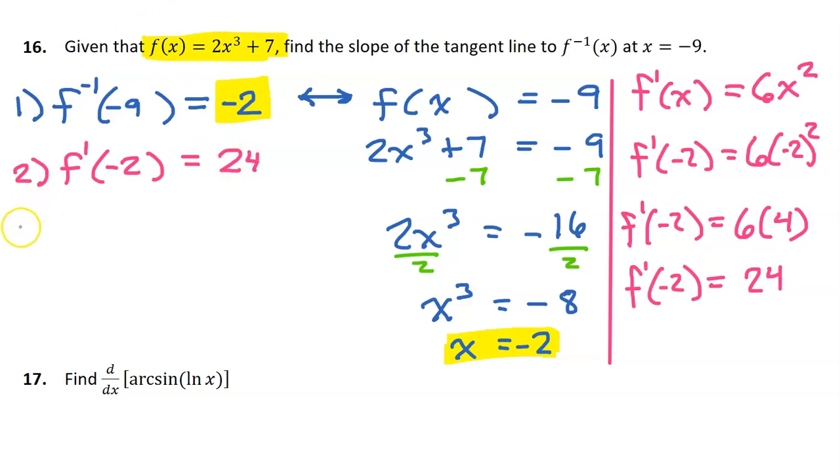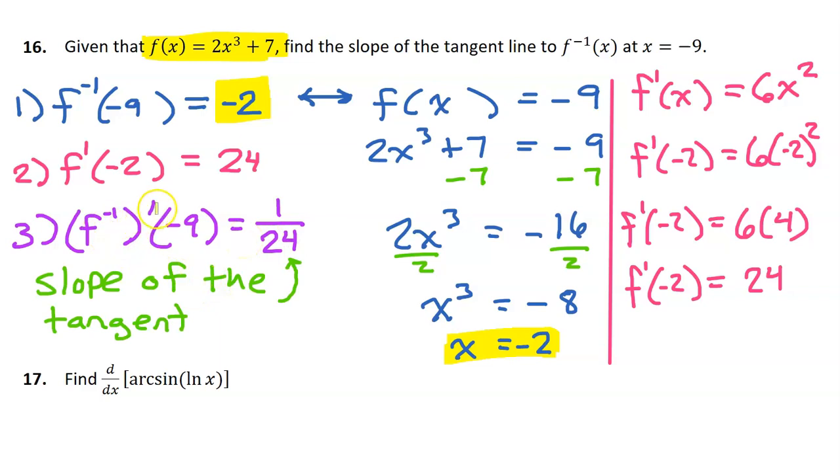Step 3 is super easy. We find the derivative of f inverse at the value that we wanted, at negative 9, by simply taking the reciprocal of the answer to step 2. So it will be 1 over 24. Of course, the derivative of the inverse at negative 9 means the slope of the tangent at negative 9.